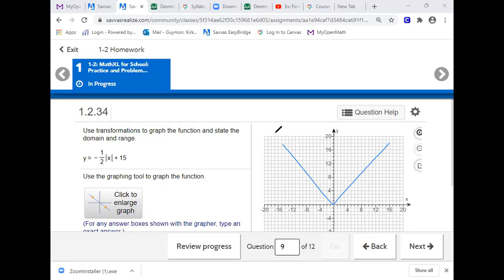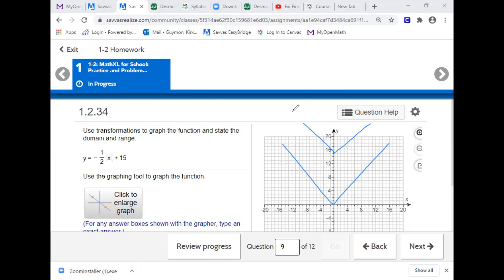Anybody help? So plus 15 on the outside, if it was on the inside on the X, it would move it left and right. But since it's on the outside, it would just go up to 15. So 12, 13, 14. So 15 is right there. So if that's all we had, we'd be right there and we'd stop.